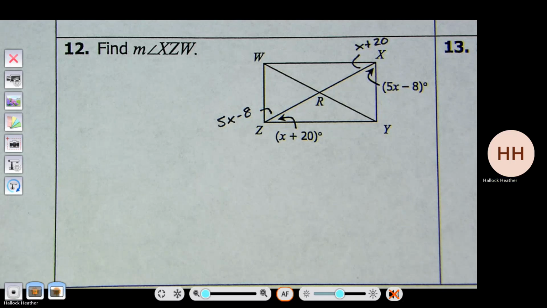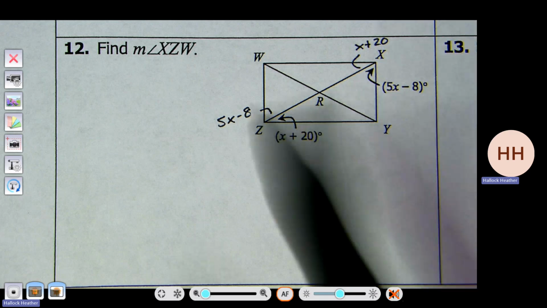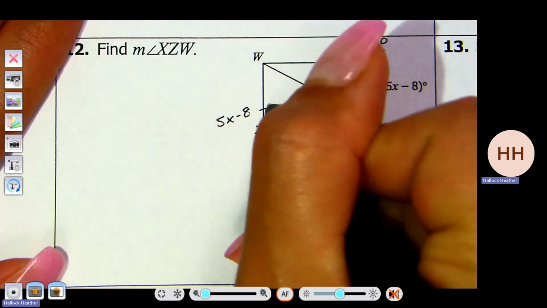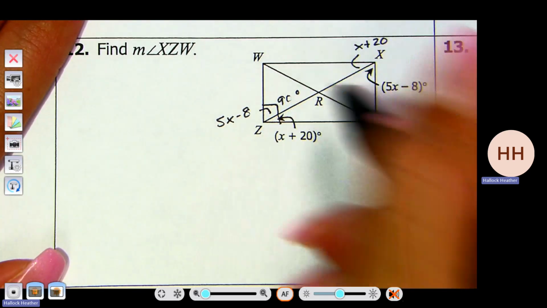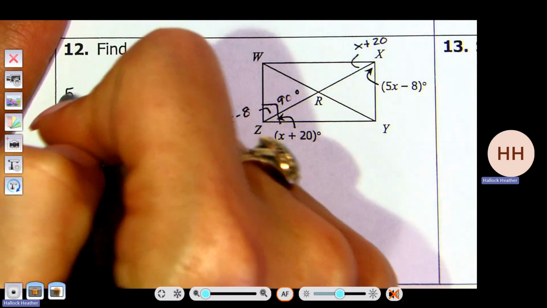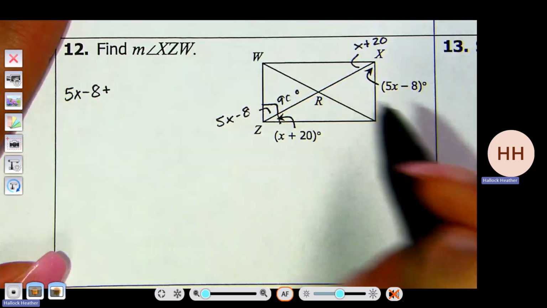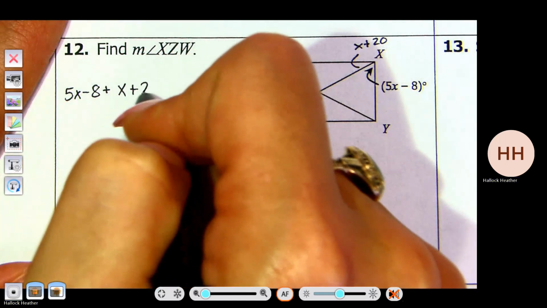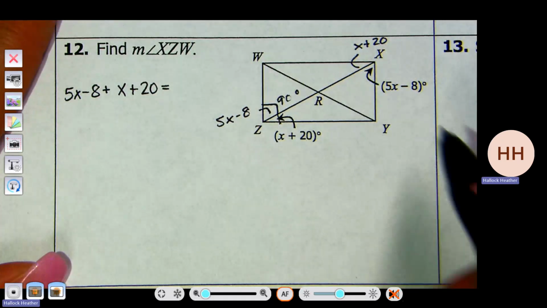Okay. I don't need to use both corners. What could I do with one of these corners to solve for x? They don't equal each other. It's not an angle bisector. Add to make what? 90. So we're not adding to make 180. We're going to add to make 90, because one corner makes 90 degrees in total. So we could do 5x minus 8 plus x plus 20 equals a corner, and a corner is 90.